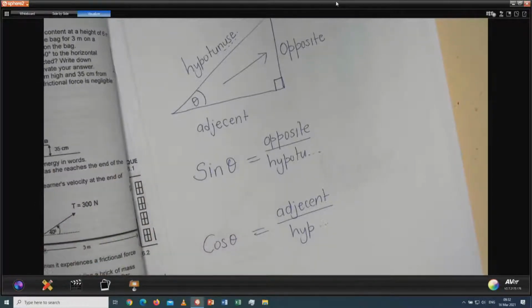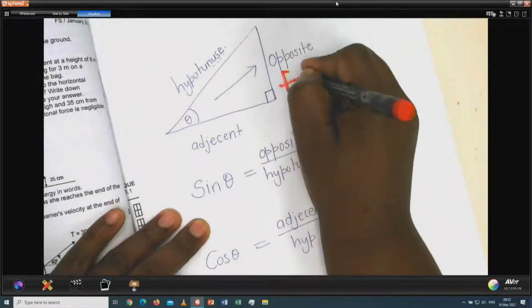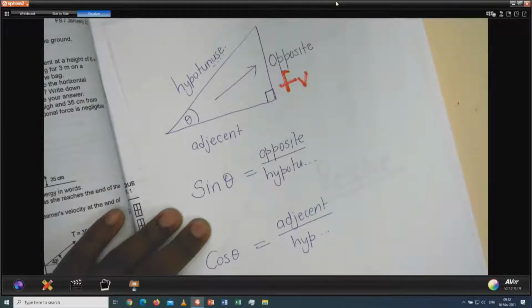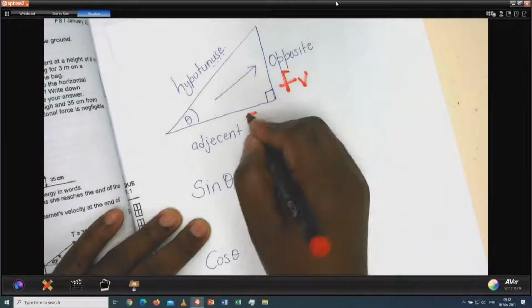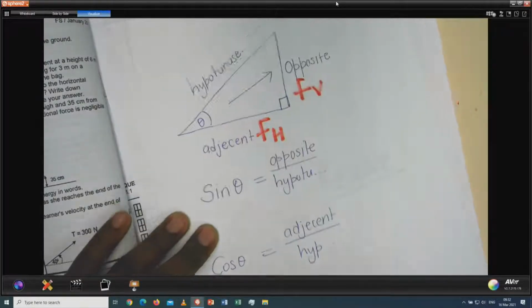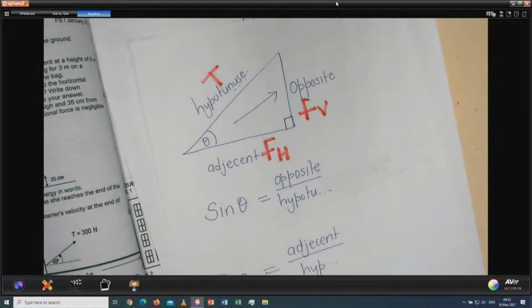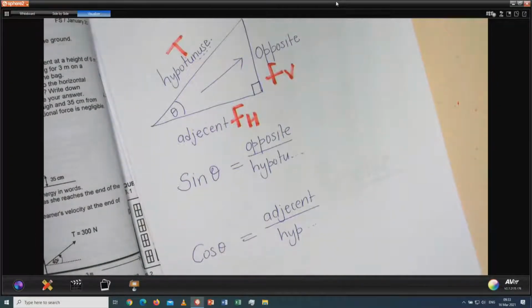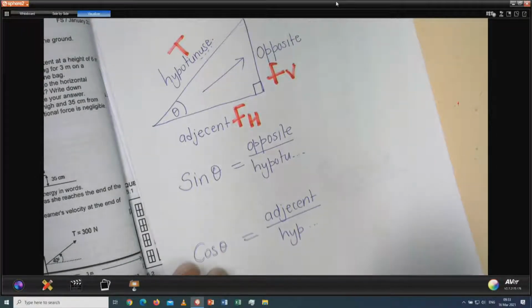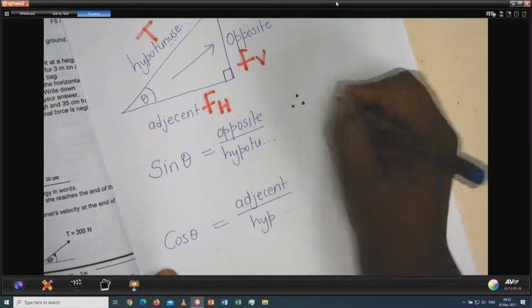Now, for us in the science class, our opposite is the vertical component of the force, that is FV. And our adjacent is the horizontal component of the force. And then our hypotenuse is the force itself, sometimes applied force. So it's important that you know how to resolve. I'm not going to even derive the formulas for you, but I'll just write them as they are.